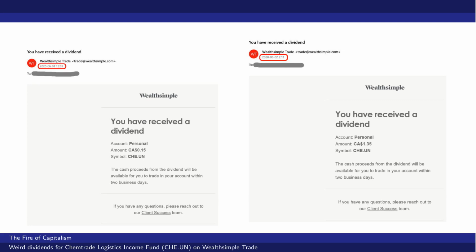But the weirdest thing that happened with this dividend was actually 2 months ago at the beginning of June. So these are the screenshots for the emails for the dividends. Again we see that there are two of them received separately, but this time they're just 1 day apart. So the first one is 0.15 that I received on June 1st, and then 1.35 that I received on June 2nd. So this is kind of not that bad. It's just 2 days after I should have received it.